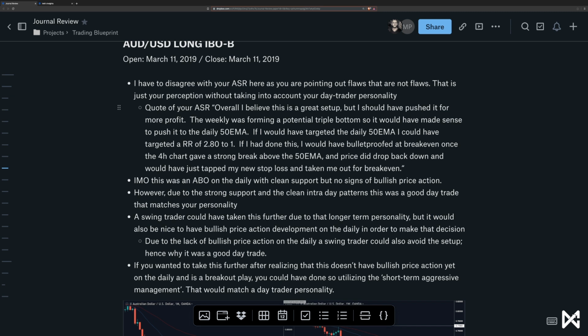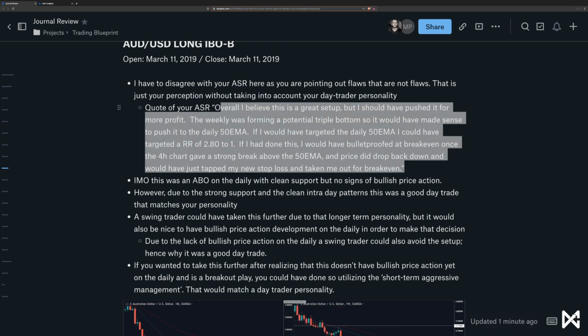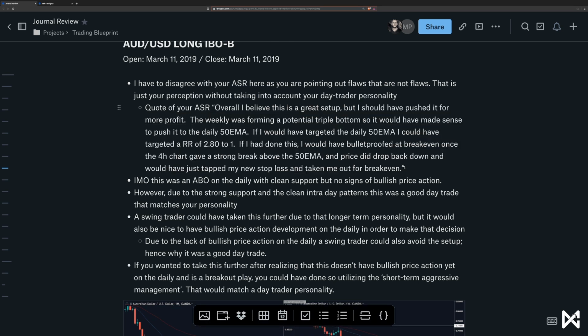Overall, I believe this is a great setup, but I should have pushed it for more profit, okay? The weekly was forming a potential triple bottom, so it would have made sense to push it to the daily 50 EMA. If I would have targeted the daily 50 EMA, I could have targeted a reward risk ratio of 2.8 to 1. If I had done this, I would have bulletproofed at break even once the 4-hour chart gave a strong break above the 50 EMA. And price did drop back down and would have just hit my stop loss and taken me out for break even, right? So it would not be a 2.8 to 1, he would be stopped out for break even, right?